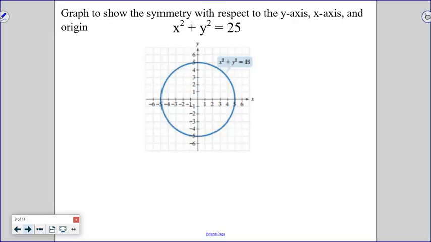Any questions for me about testing for symmetry? All right.